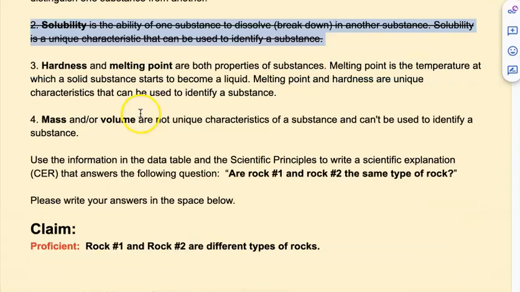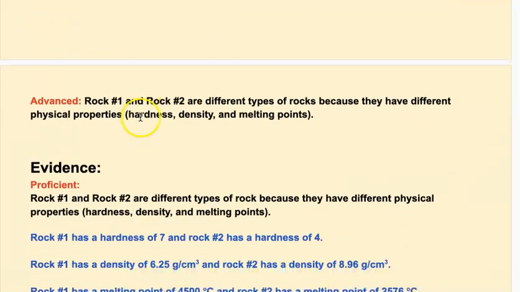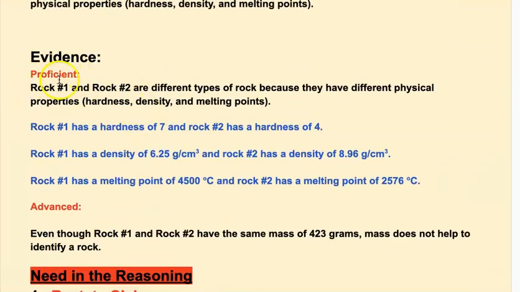Now, I don't have mass here for evidence, but I don't really need mass for proficient. All I'm trying to do is prove that they're not the same. And these 3 pieces of evidence, and you have to have all of them, don't just have one to be proficient, you need to have them all, relevant information.